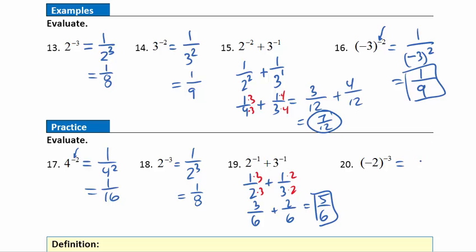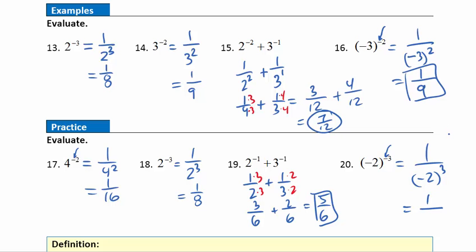Question 20. To get rid of this negative exponent, we're going to take the reciprocal. So that would be 1 over negative 2 to the third power. Make sure we don't drop that negative. That's not a part of the exponent. It's just a negative 2. And so then I would say, okay, 1 in the numerator, negative 2 to the third power.